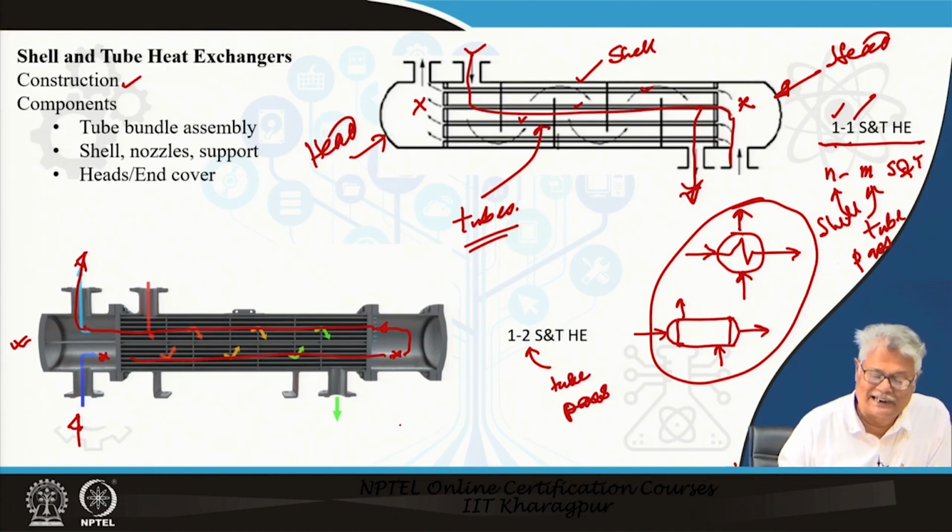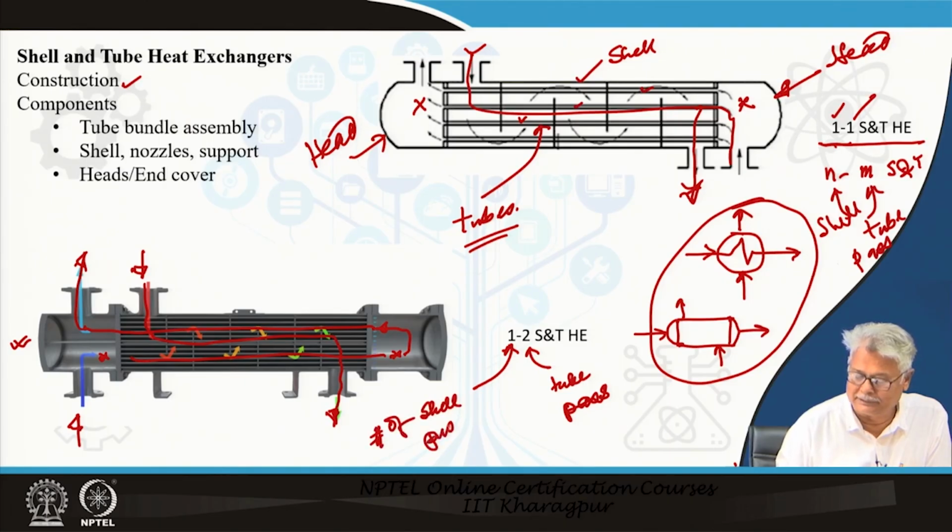Now, let us look at the shell. The shell side fluid enters from here at the top. It exits from the other end. In the process, it travels this way and travels the length only once. So, quite naturally, this is the number of shell passes. And here we have the number of tube passes.